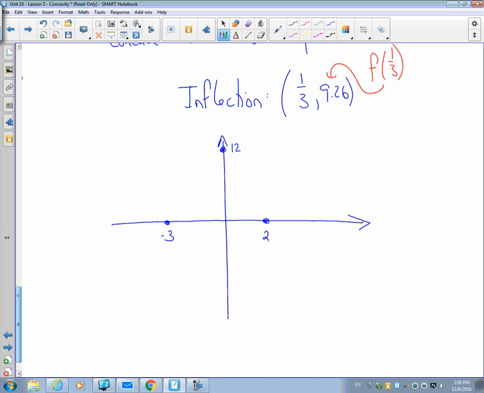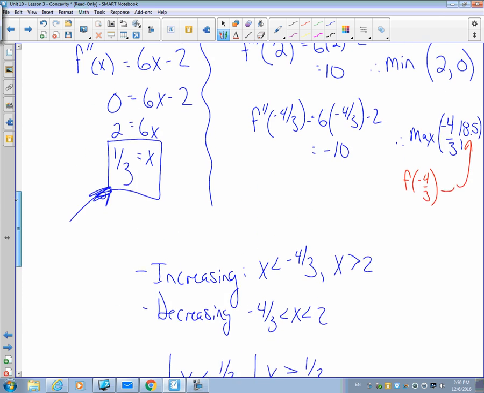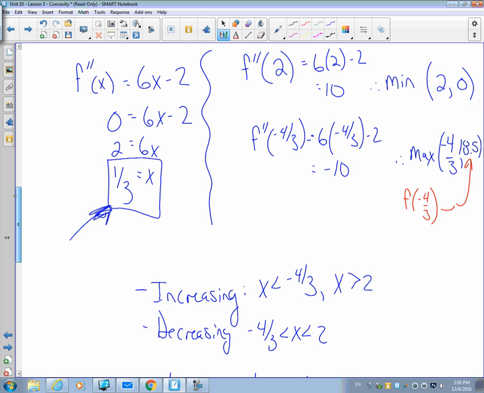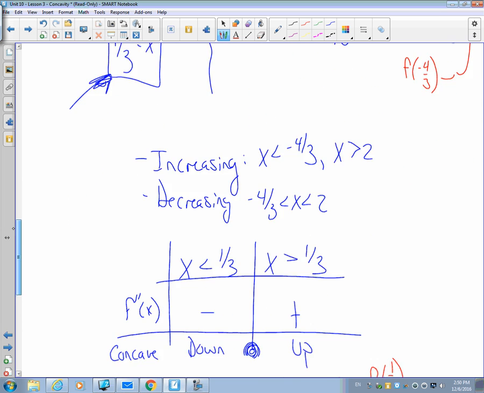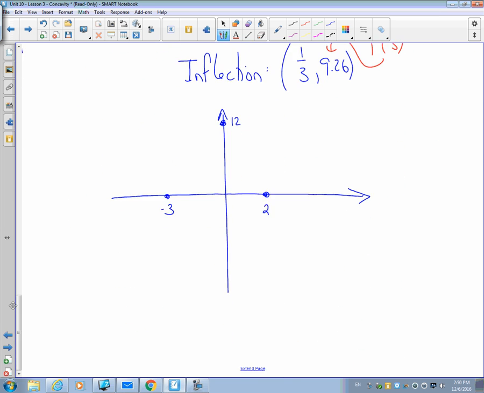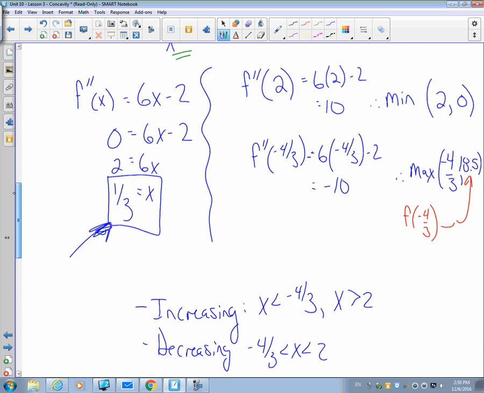We knew for sure we got mins and maxes going on here. We got a min at (2, 0), which I've already drawn, and a max at -4/3 and 18.5. So -4/3 and 18.5 would be about there. I know I've got a point of inflection at 1/3, so that's 1/3, and 9.26 would be about there. What else do we know? We know mins and maxes done.